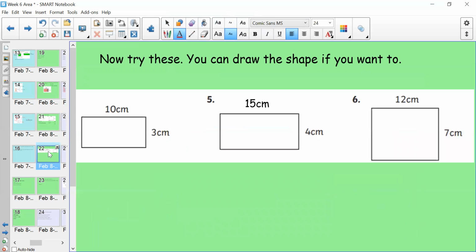Okay, so now I'd like you to try these again. And you might need to use column method to multiply the sides together, or you might be able to do some of them mentally. So pause the video now and work out the area of those shapes. Okay, so to find the area, we have to multiply the two sides together. So 10 times 3. So that one we could do mentally, so that's 30. Therefore, the area equals 30 centimeters, and then squared.